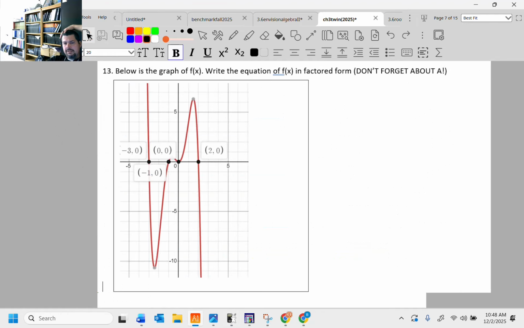Be missed by a lot of kids. Number 13, we missed by a whole lot of kids. Below is a graph of f of x. Write the equation of f of x in factored form.